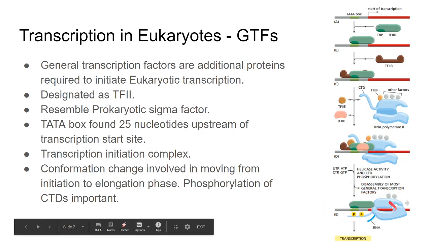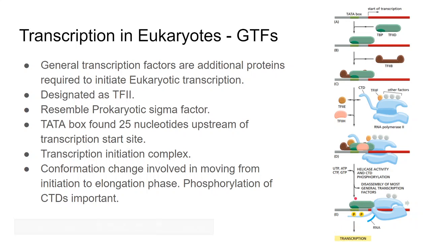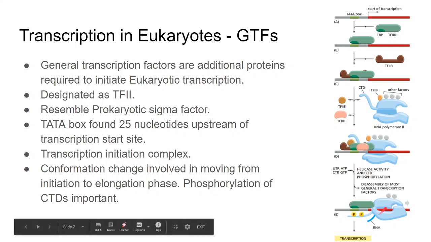And then once elongation starts, you have the disassembly of the GTFs. So once elongation has started, all of these proteins can disassemble and leave and wait for some other RNA polymerase to attract. So once this RNA polymerase starts moving forward, starts elongating, they can dissociate and reassociate with this same Tata box to attract another RNA polymerase.